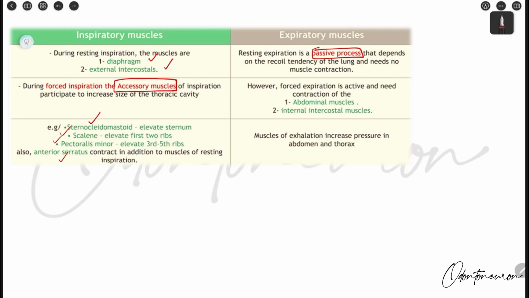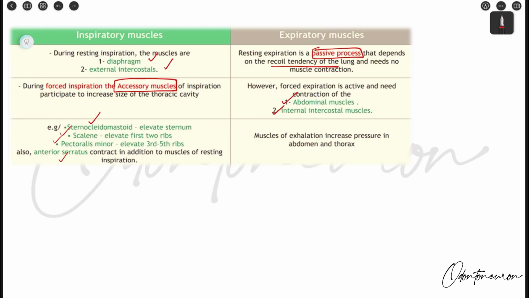Basically, in inspiration you take in air, so your lung expands, right? While when you give expiration, that is a recoil tendency. You just recoil. It's a recoil tendency of the lung. The muscles which take part are abdominal muscles and internal intercostal muscles. Okay.